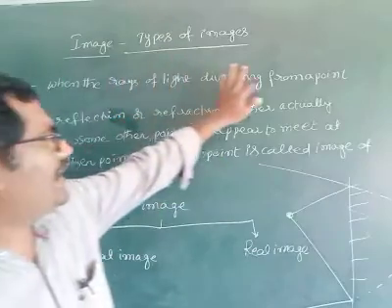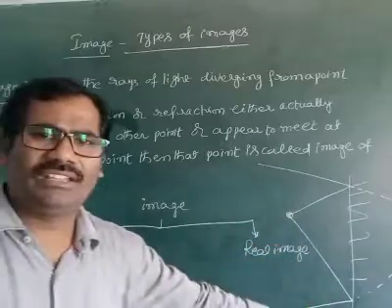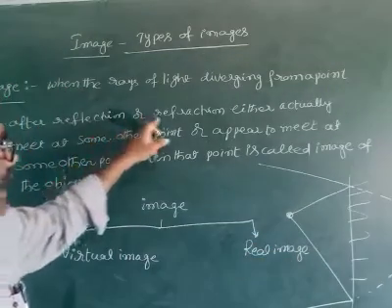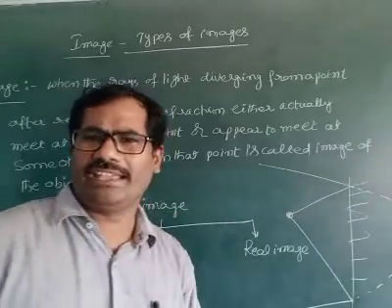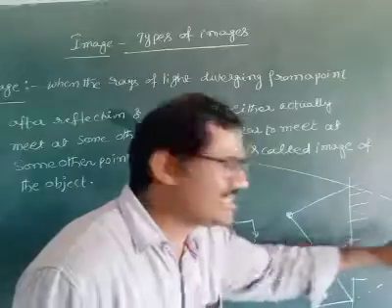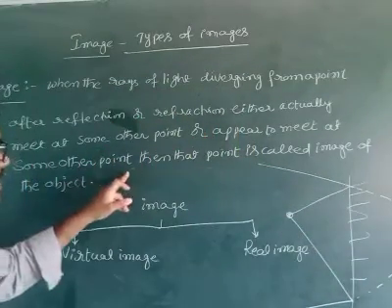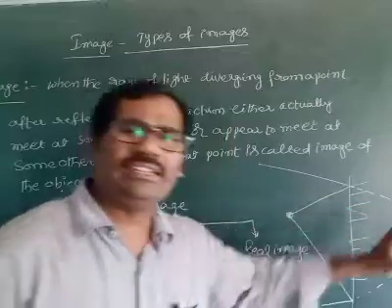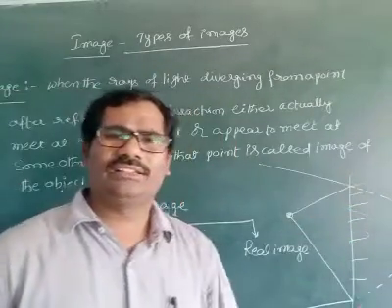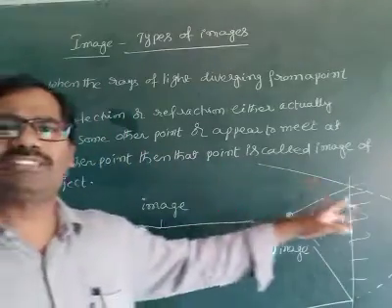When the rays of light diverge from a point, after reflection or refraction, the rays transmit from one medium to another at the surface and meet at some other point. Then the point is called the image of the object. In a plane mirror, this forms the image of the object.